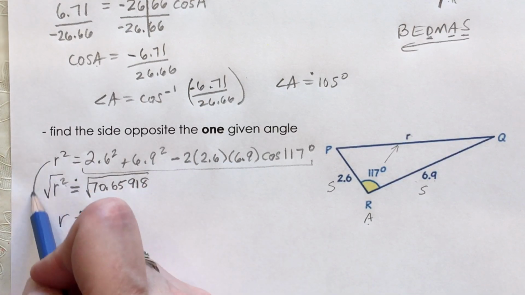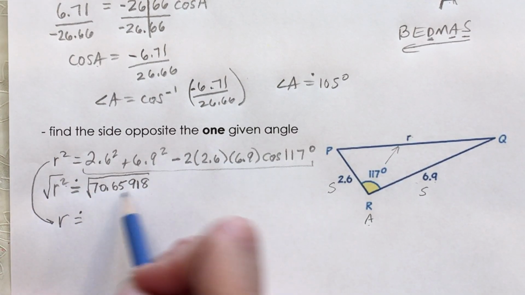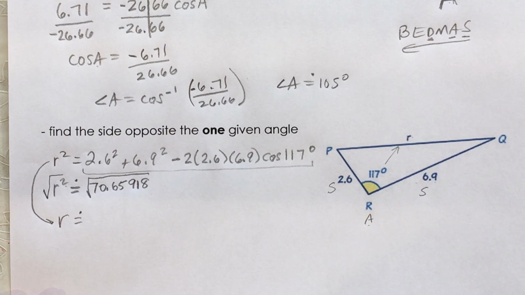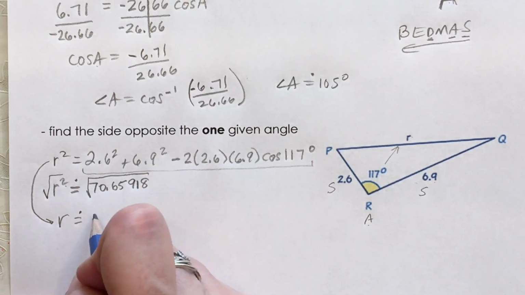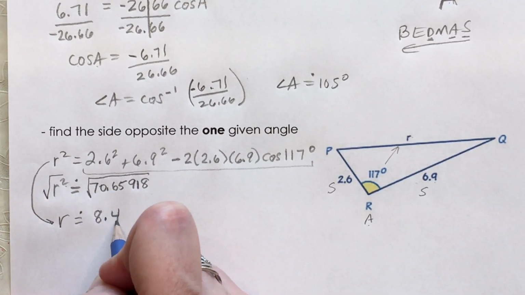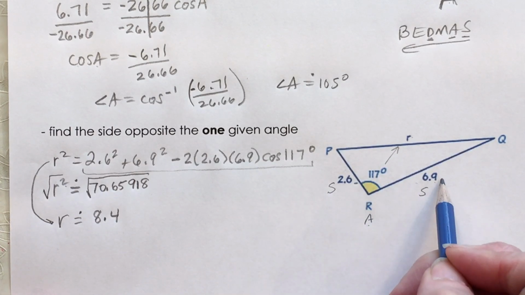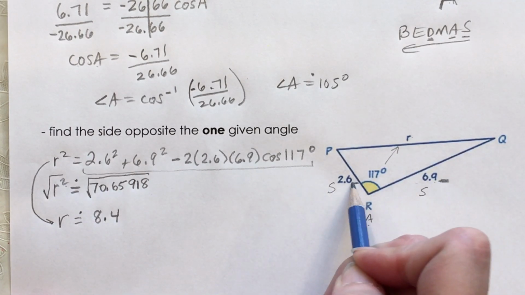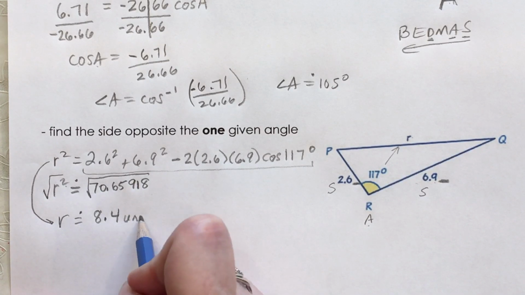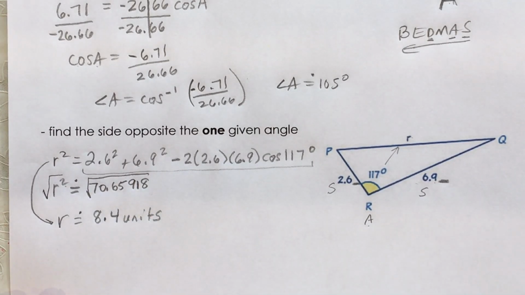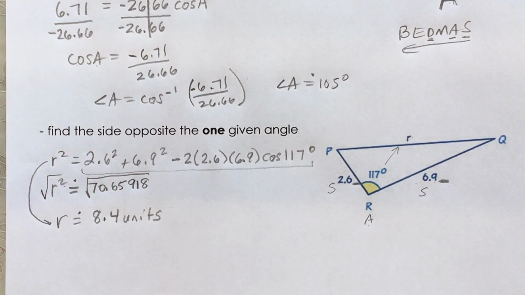Some people may be able to go straight to that, calculate this number, and then square root right away. That's okay in grade 11 if you can do that as well. So now I'm going to just do the square root of 70.65918, and it's approximately 8.4, and there's no units given. See, the 6.9 doesn't have any units, and neither does the 2.6, so we can just say units, whatever they happen to be. So that's using the cosine law to find a side.